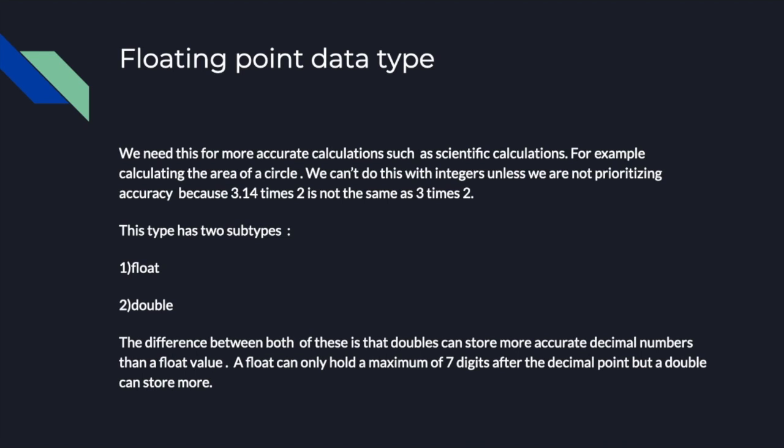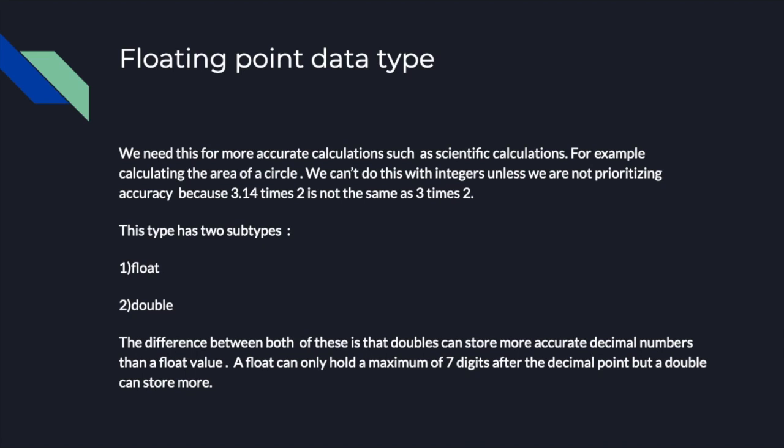Anyway, let's just move forward with notes. So we need this for more accurate calculations, such as scientific calculations. For example, the area of a circle. We can't do this with integers unless we are not prioritizing accuracy, because 3.14 times 2 is not the same as 3 times 2. Sometimes we want that decimal point.